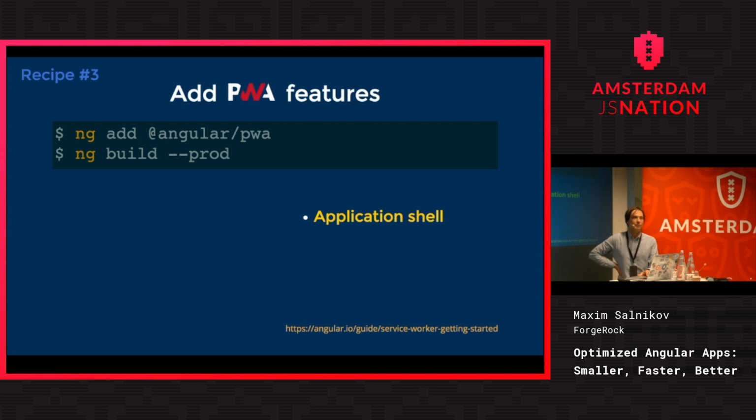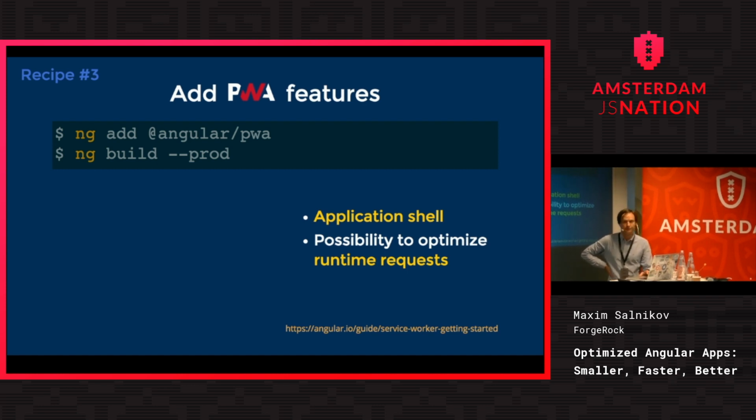First, we'll have the app shell, in a few seconds about this. Next, we have the possibility to optimize actually 100% of the requests we do from our app. The web app manifest is a nice, say, extra feature. It's not about performance, it's about making our web app feel like an app.